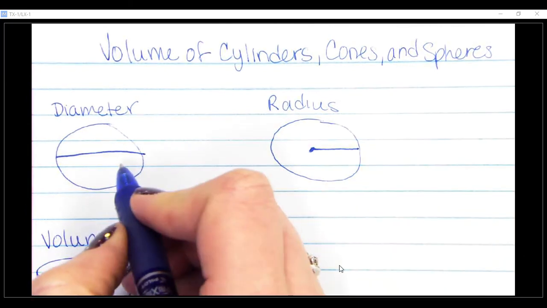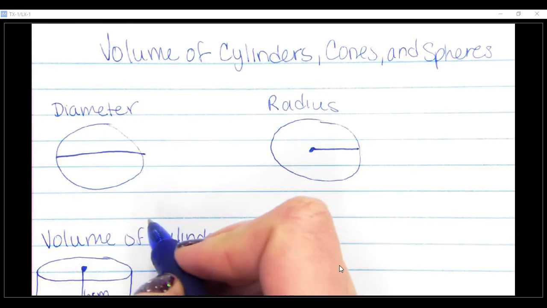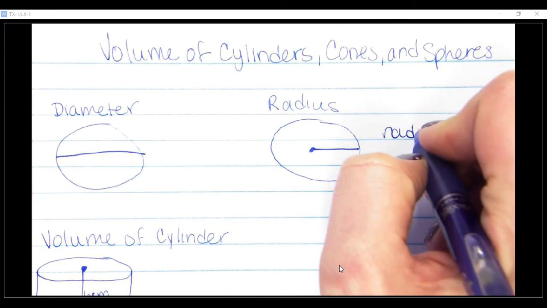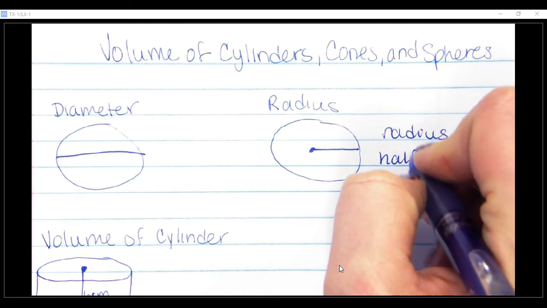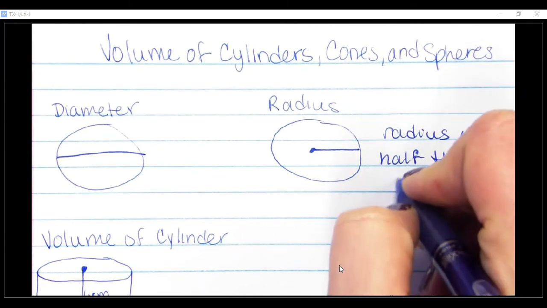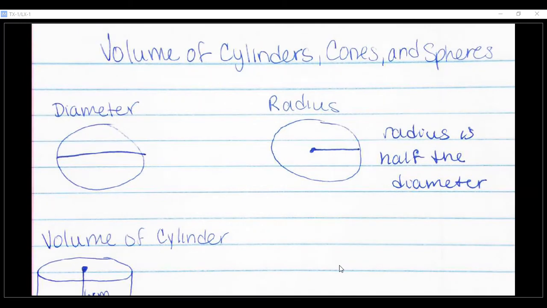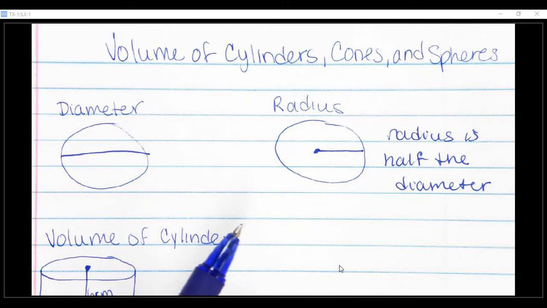So if you're given a diameter, that's the distance all the way across, you are going to need to divide it by 2. So the radius is half the diameter. If you do not take your diameter and divide it by 2, then you're going to have the wrong answer every single time because we always want the radius. And sometimes the radius is given to you, which is great. It makes our life a whole lot easier.